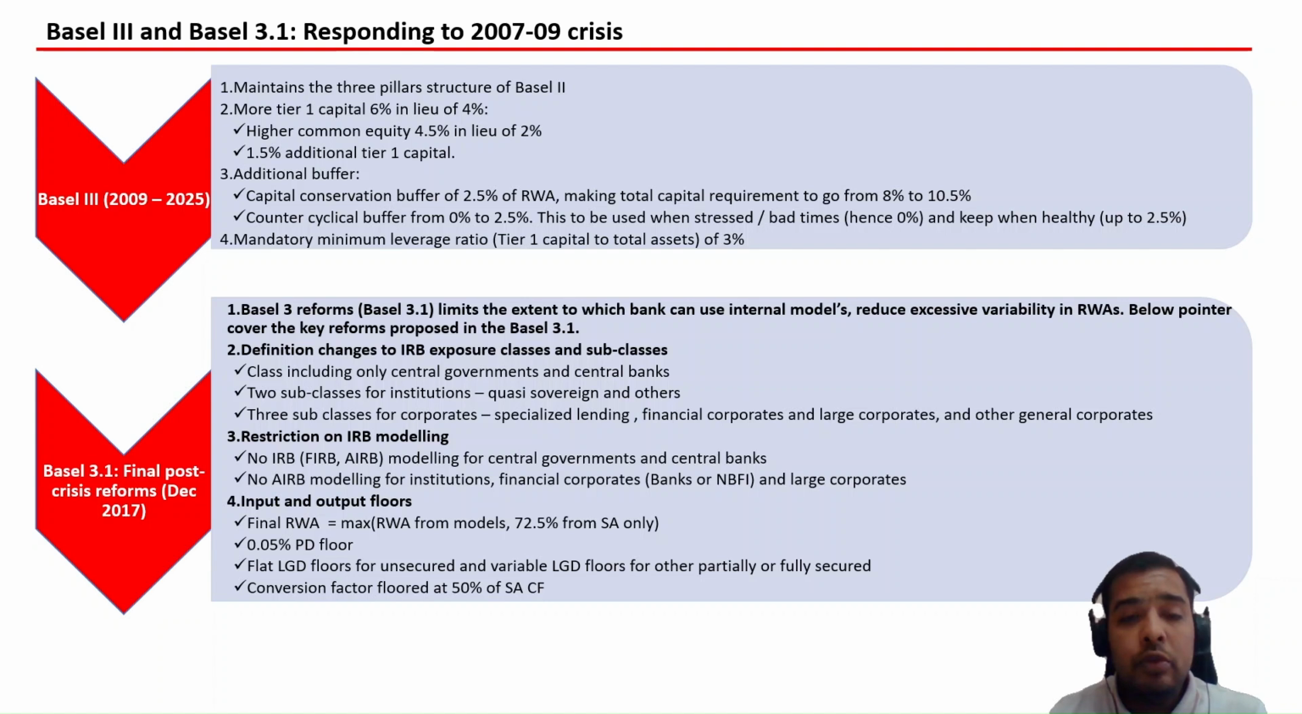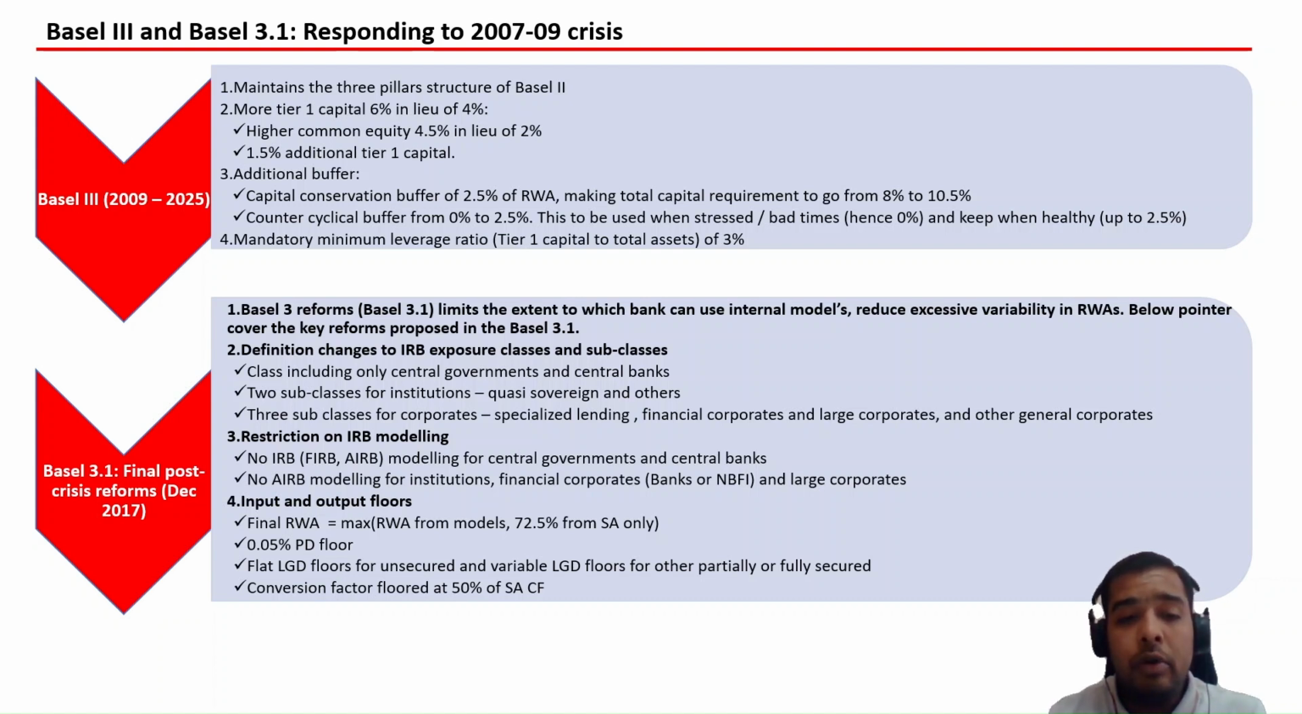In the IRB exposure classes and subclasses, classes including central government and central bank were defined. Then two classes for quasi sovereigns and others were defined, and there are three subclasses for specialized lending, financial corporate and large corporate, and other general corporate was defined. So these are the definitions of the different exposure classes for a banking institution. Then the IRB modeling.